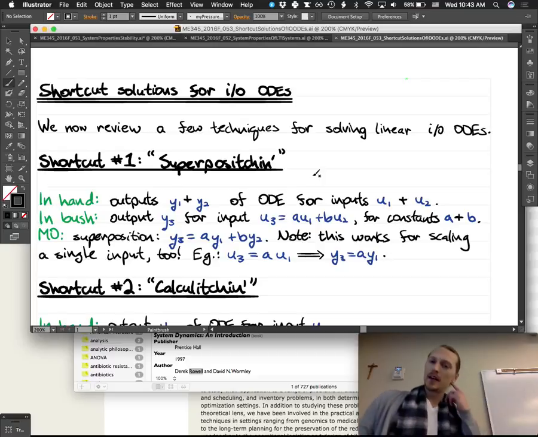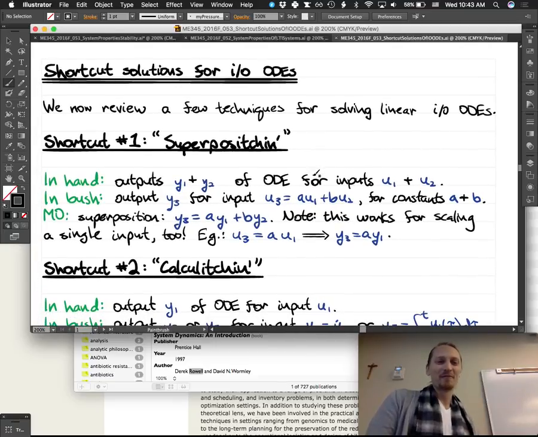So here are a few techniques. The first one, I called them all fun things. So I call this one superposition. Don't ask me why. It was late.